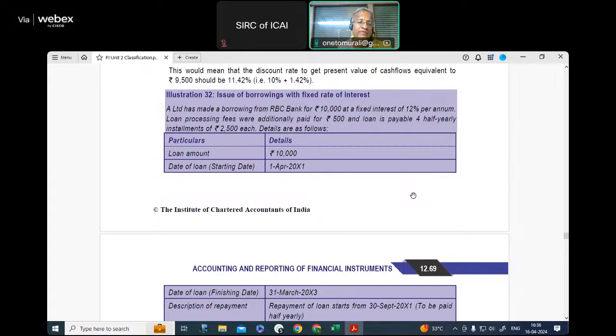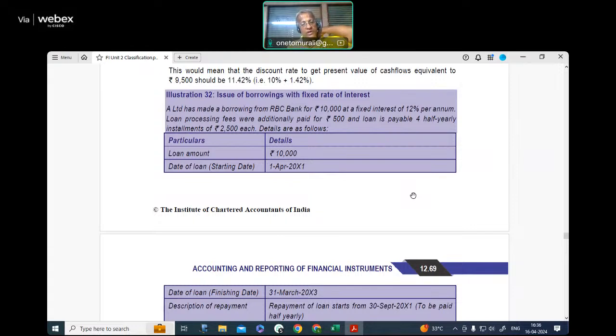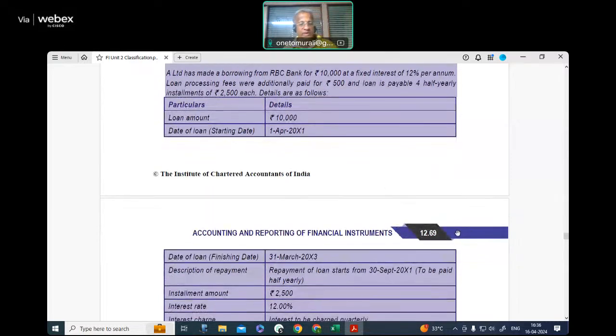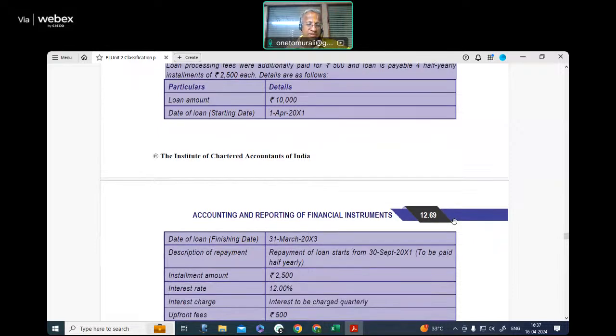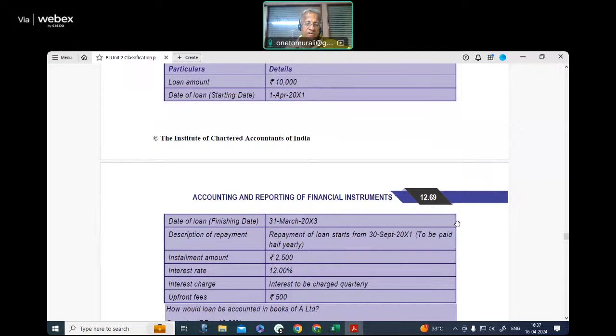A Limited has taken a borrowing from RBC Bank for 10,000 at a fixed rate of 12% per annum. Loan processing fees were additionally paid, rupees 500, and the loan is repayable in 4 half-yearly installments of 2,500 each. Details: 10,000 loan amount, date of loan 1st of April, loan finishing date 31st of March. Repayment starts from 30th of September, to be repaid half-yearly, installment amount 2,500, interest rate 12%, interest to be charged quarterly, upfront fee 500. How would the loan be accounted in the books of A Limited?